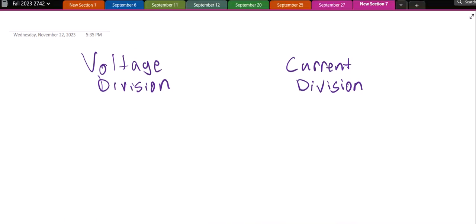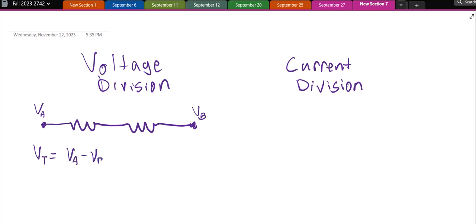Okay, there are some shortcuts that we can take when we have more than one resistor and we're trying to find out something about what's going on in one of the resistors. So let's talk about what we can do if we have resistors in series. Here I have two resistors in series, and if I know the voltage at one end, I'll call that VA, and the voltage at the other end, I'll call that VB, then I can say that the total voltage change across that is VA minus VB. That would be the voltage at one side minus the voltage at the other.